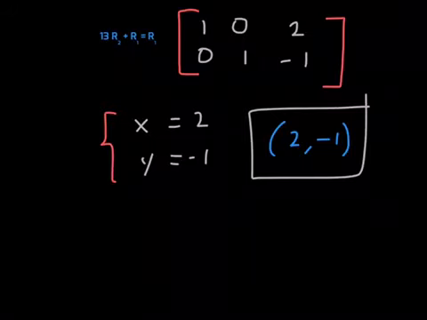Don't lose sight of what is happening graphically here, because you have a pair of linear equations in two variables. Graphically speaking, we're talking about two lines, and we have found the point of intersection of the two lines to be 2, negative 1. You would say that this system is consistent. Very good. This is the Gauss-Jordan Elimination method.